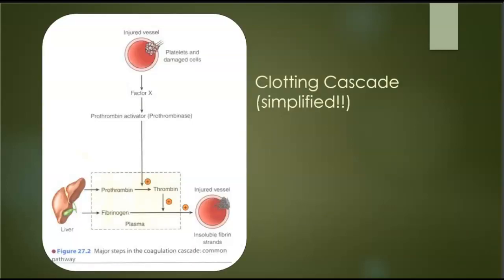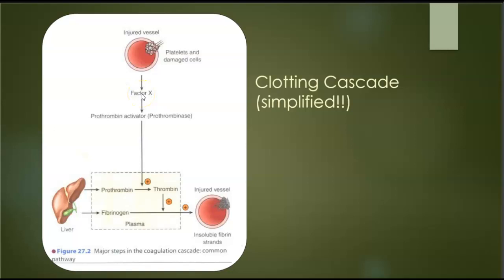So again, here's the clotting cascade. This is in your book, and it's very simplified. You have an injured vessel, you have platelets and damaged cells that try to block the hole and call out like, hey guys, we need more platelets.